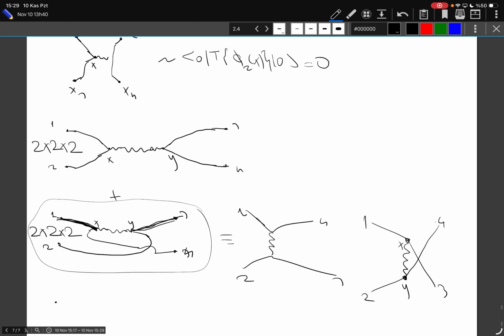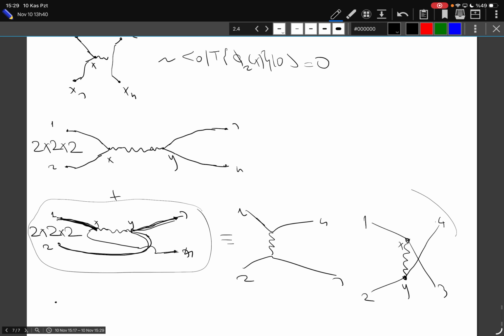Then 2 is connected with the field at the point y. There's 1 left, so there's no other factor 2. And 4 is connected to the remaining phi field at the point x. Again, there are no options, there's just 1 uncontracted field left.